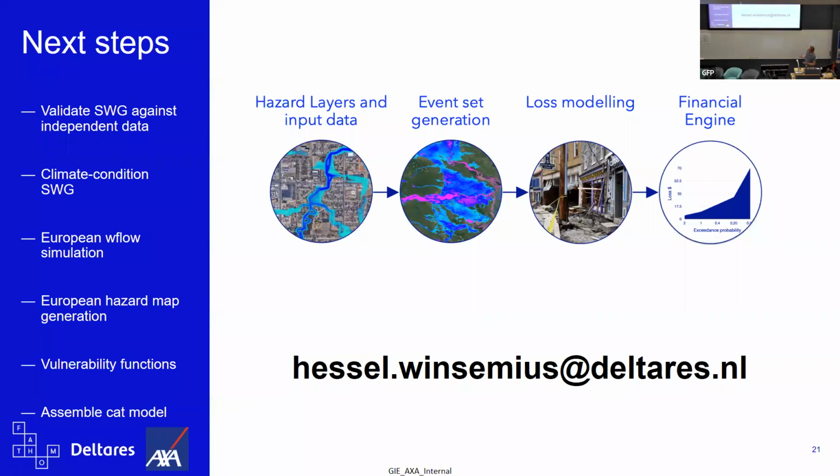And then the next step, I think these are the technical next steps. We have done the left side, but going towards event set generation, loss modeling, and the financial engine of AXA, that is currently in the works. But I think also a next step is, how do we improve this? We know now what all these pieces are worth. How do we go to that next step? And hopefully AXA is willing then also to open up some of the components of this framework.